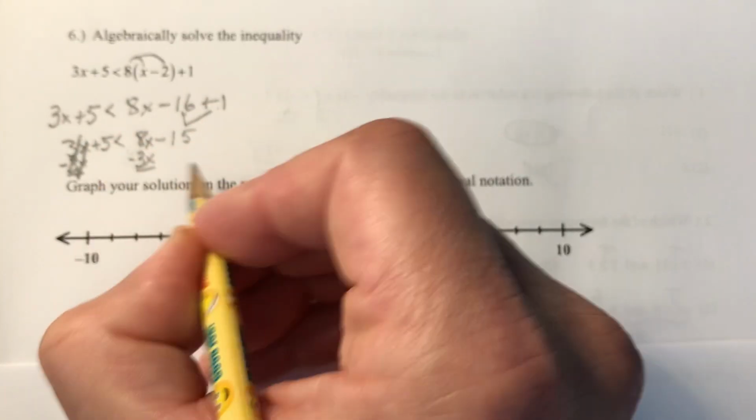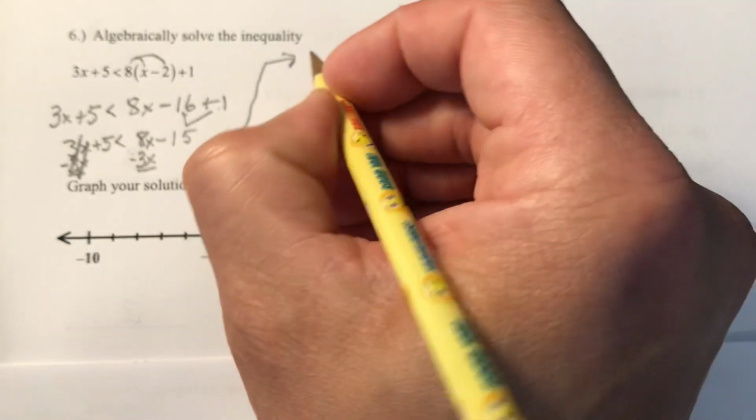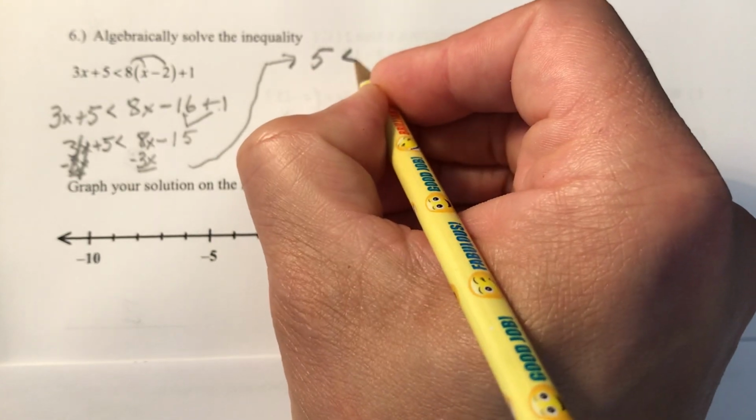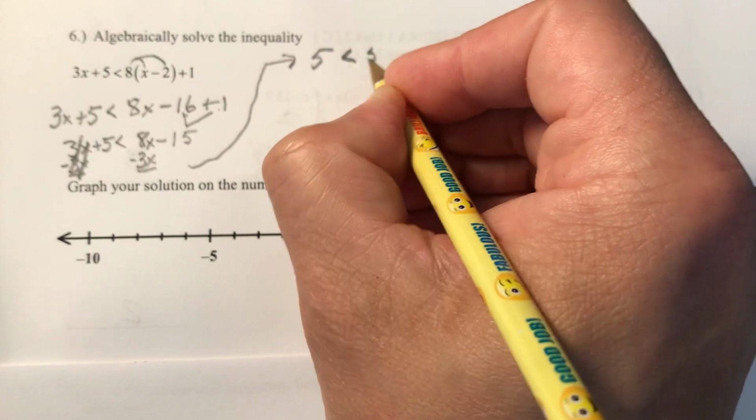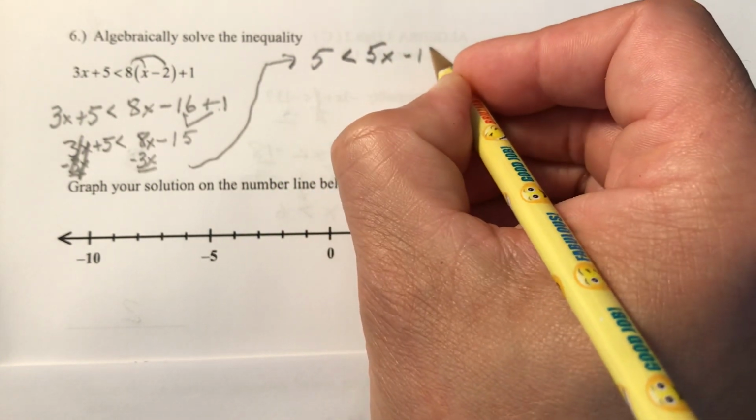So that leaves me, and I'm going to have to bring my inequality up here. I'm left with a 5 on the left. I still have a less than sign. And 8x subtract 3x is 5x. And we still have minus 15.